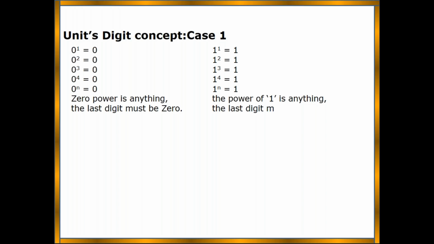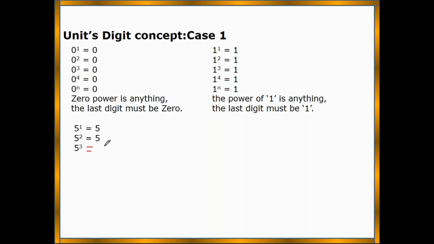The last digit should be 1. Next one, 5. 5 power 1 is 5. 5 power 2 is 25, which means the last digit is 5.